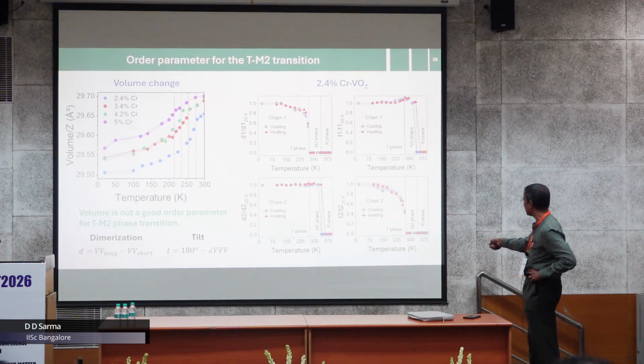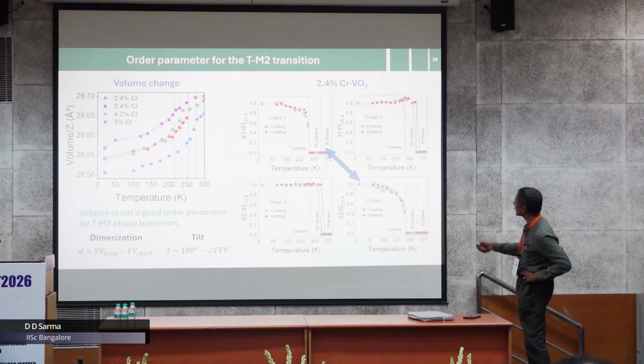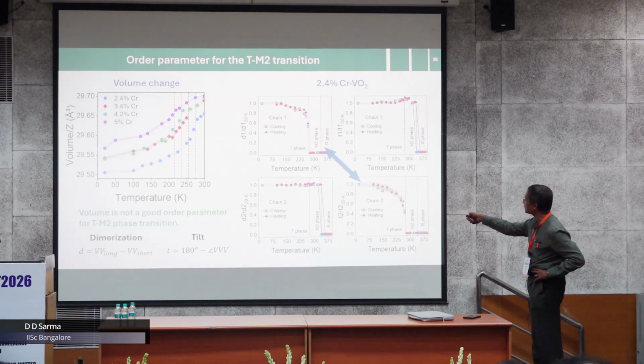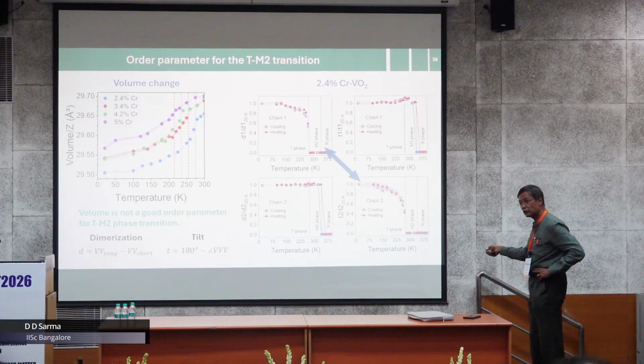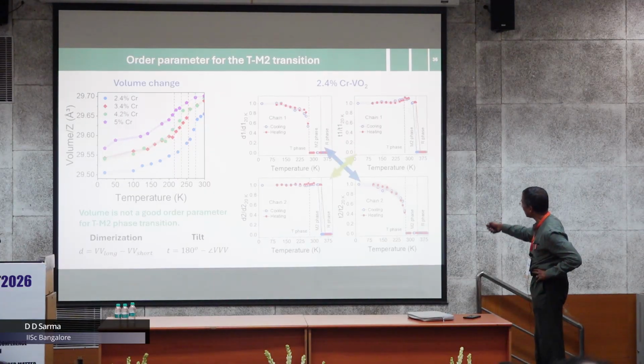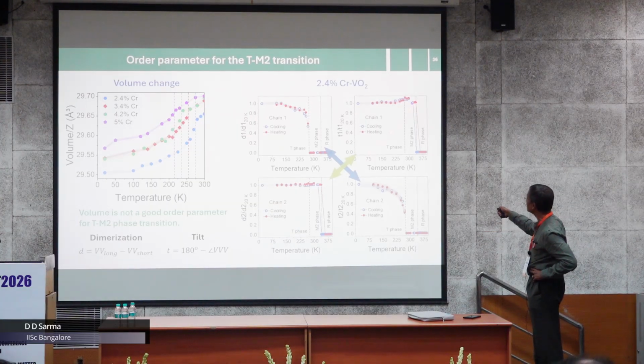It still goes away at T to M2. So there seems to be a correlation that the T to M2 transition is indicated by the dimerization of chain 1 and tilt of chain 2. And the M2 to R phase transition is signified by the dimerization of chain 2 and tilt of chain 1.